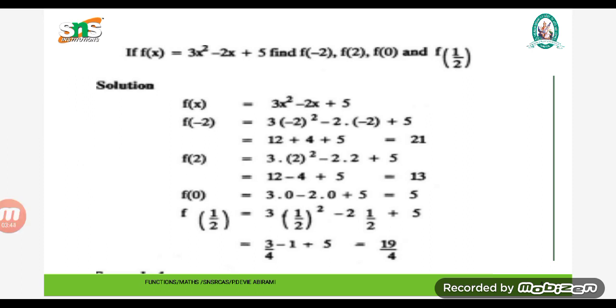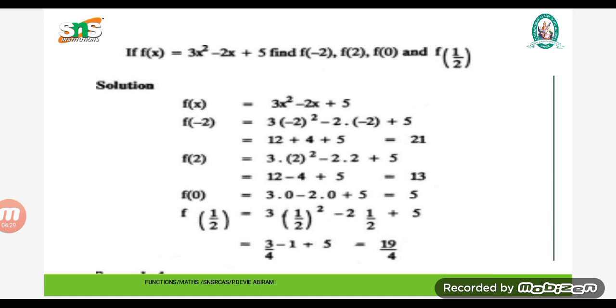My first problem is: if the function f of x is 3x squared minus 2x plus 5, we have to find the values of f of minus 2, f of 2, f of 0 and f of 1 by 2. So we have our x value as minus 2. Now I am going to substitute minus 2 in my function, so I will get 3 into minus 2 the whole squared minus 2 into minus 2 plus 5. If I square minus 2, I will get 4. So 4 threes are 12. Minus into minus is plus, 2 twos are 4, plus 5. If I total all the numbers, I will get the value 21. So if I put minus 2, I will get the answer 21.